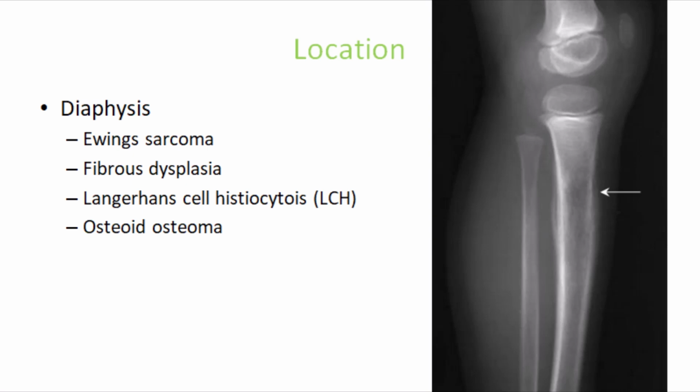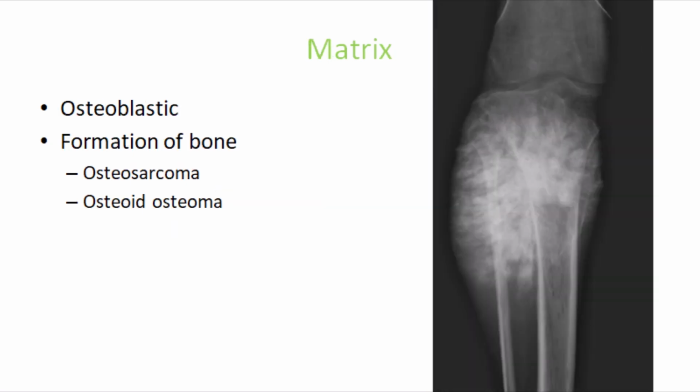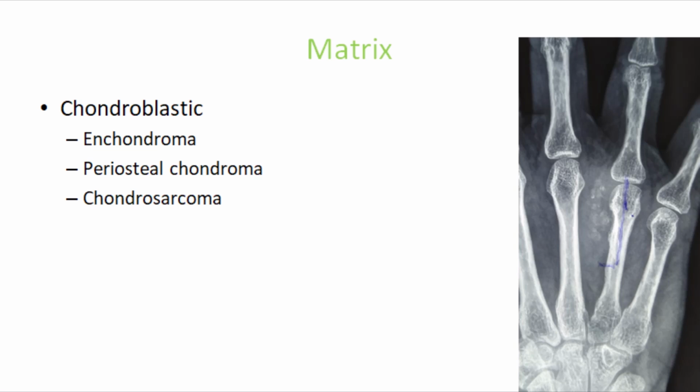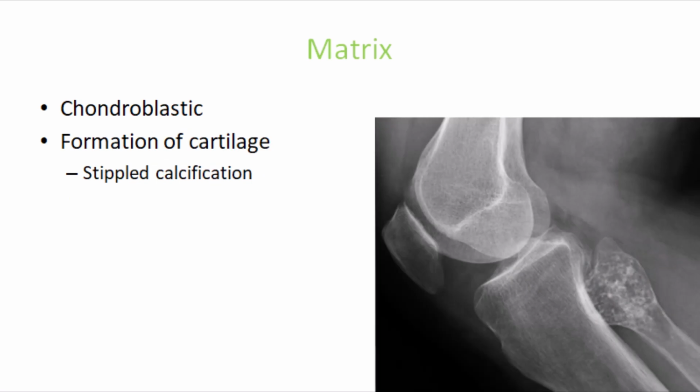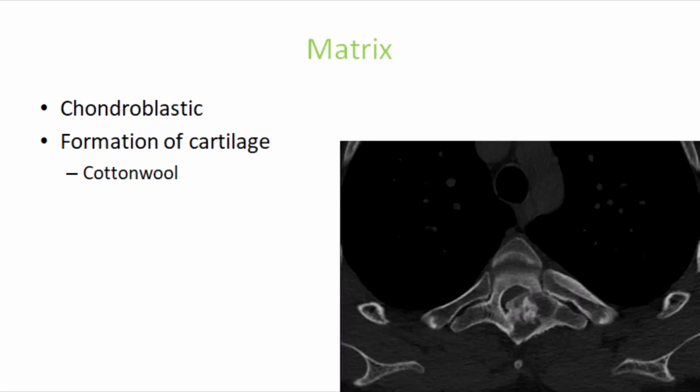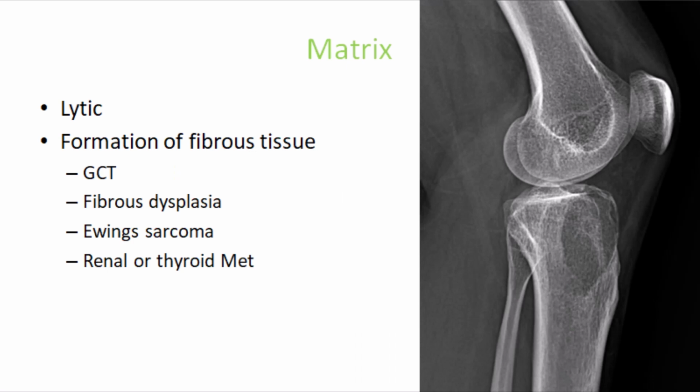However, this doesn't mean that osteosarcoma cannot occur in the diaphysis and Ewing sarcoma doesn't occur in the metaphysis. Bone tumors can occur at any location, but a specific bone tumor has a predilection for a specific location. Now, based on matrix, osteoid matrix is produced by osteosarcoma and osteoblastoma. Chondroid matrix is produced by enchondroma, periosteal chondroma and chondrosarcomas. They can produce either stipple type of calcification or cotton wool type of calcification. Fibrous matrix, which looks lytic on radiograph, is produced by giant cell tumor of bone, fibrous dysplasia, Ewing sarcoma, myeloma and metastasis from thyroid or renal cell carcinoma.